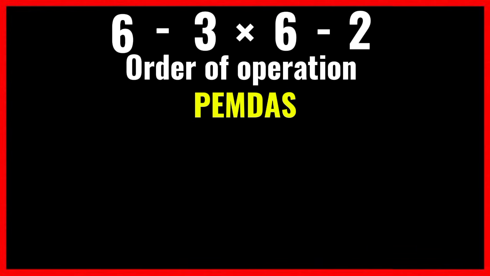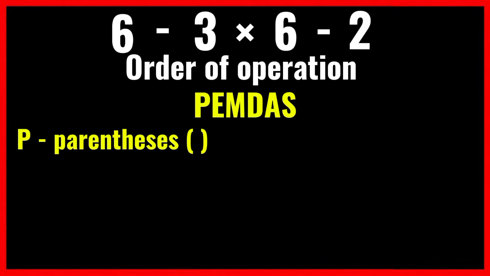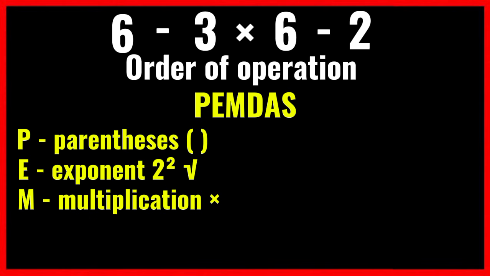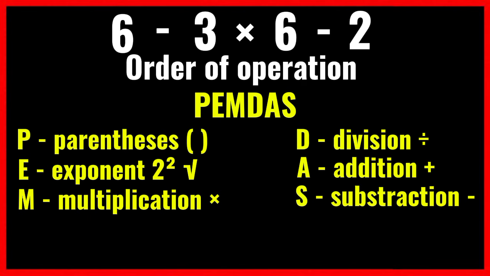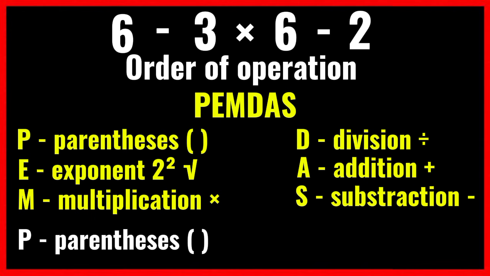Now let's learn the rule that solves almost every order of operations problem correctly. PEMDAS stands for P parentheses, E exponents, M multiplication, D division, A addition, S subtraction. These letters tell us the correct order for solving mathematical expressions. Let's go through each one with simple examples. Parentheses. Parentheses always come first. Anything inside brackets must be solved before anything outside.